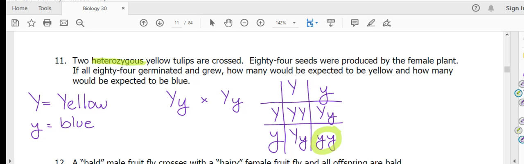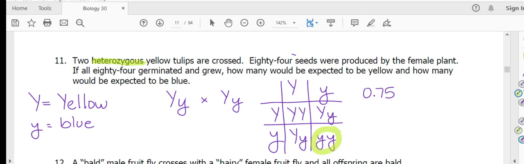So it's going to be 3 yellow to 1 blue, or in other words, 75% are yellow, but we can't use 75% in an equation. So we're going to convert that to a decimal and write it as 0.75. You could also write it as 3/4, a fraction.